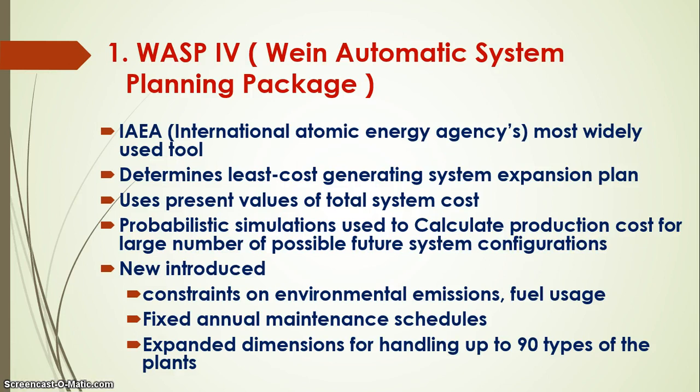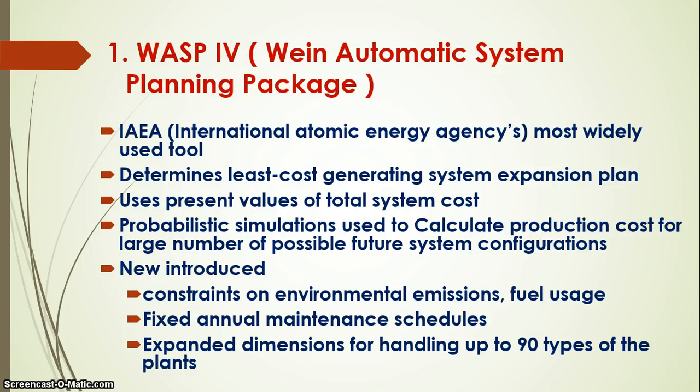It uses present value of total system cost, so it will automatically update from an internet database. There are probabilistic simulations that are used to calculate production cost for a large number of possible future system configurations. In this software, some of the features that are newly introduced are fuel usage and constraint on environmental emission.